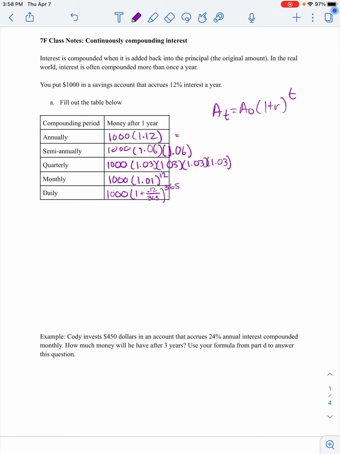So let's see, these numbers would actually come out to be 1120, 1123.6, 1125.51, 1126.8, and 1127.47.